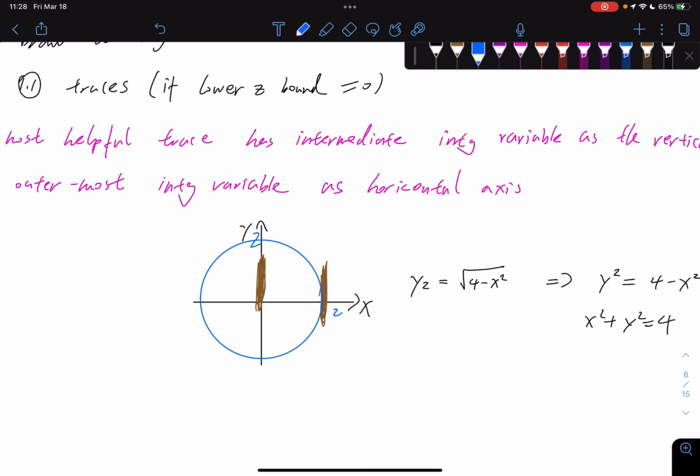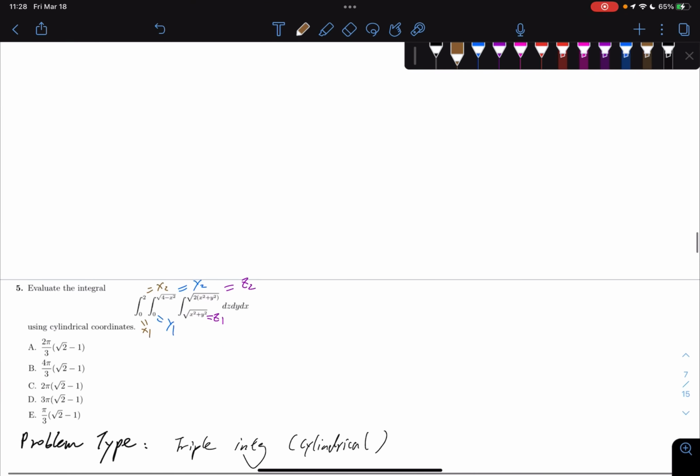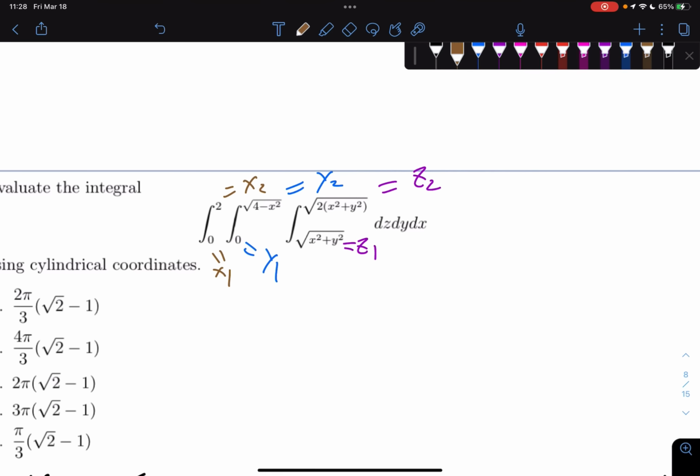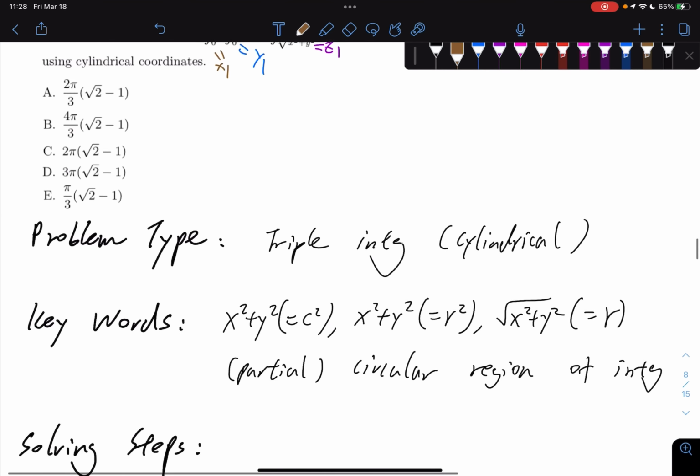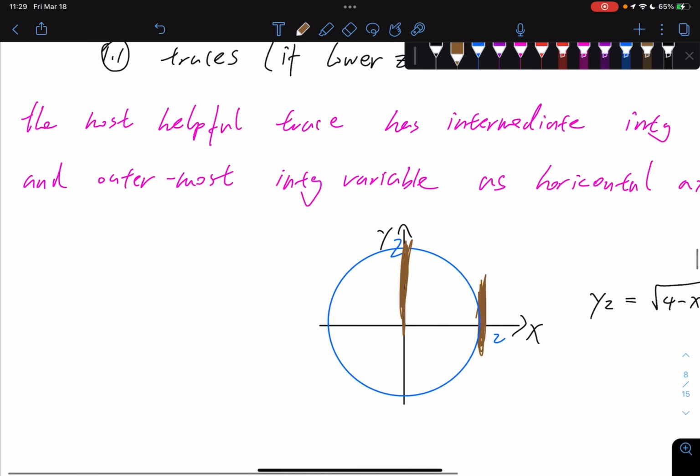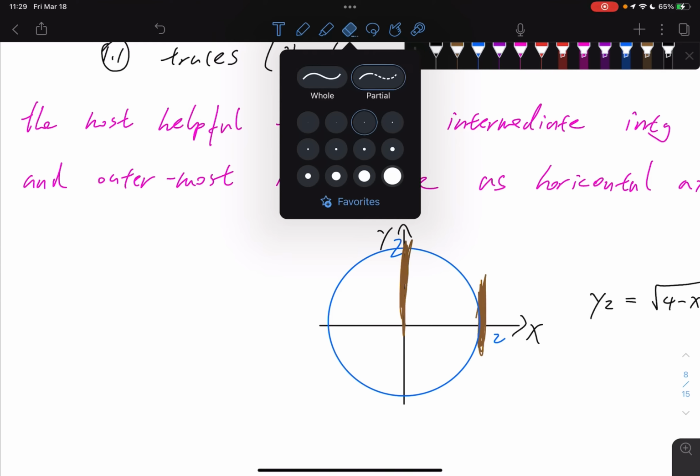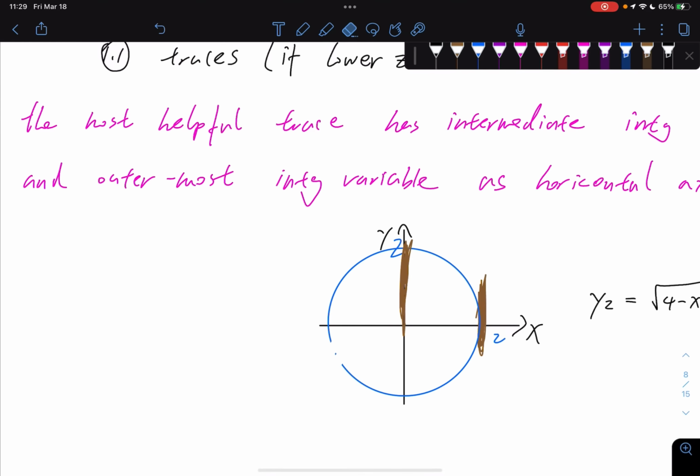So, is our region of integration the whole circle? No, I don't think so, right? Why? Because first of all, if you look at the y1, right, y1 is 0. So the lowest y coordinate we can go is y equals 0. So that effectively eliminates all of the region at the bottom, right? So they don't belong to our region of integration.